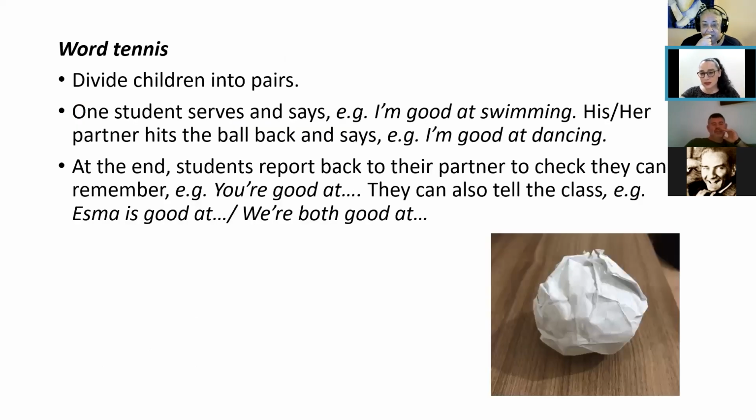Okay, so another one is word tennis. For this, you need to use a wrinkled paper ball, so it's not dangerous. Divide the children into pairs, and one student serves and says, like, I'm good at swimming. His or her partner hits the ball back and says, I'm good at dancing.